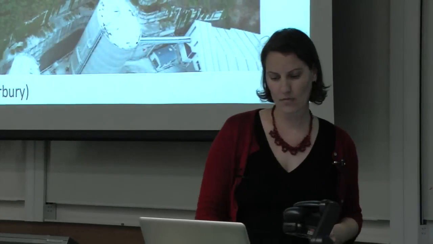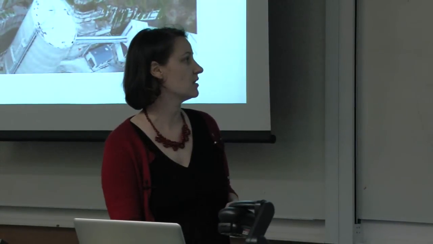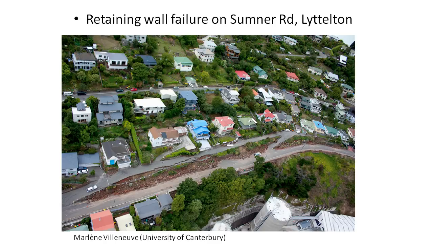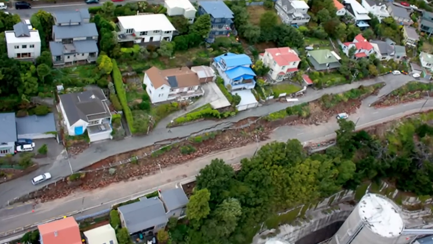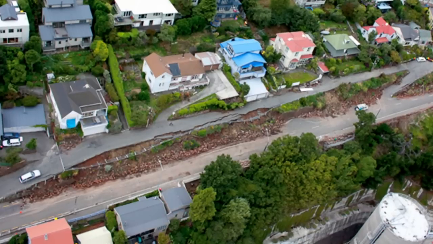This is a slightly more dramatic failure of a retaining wall. This is Sumner Road, again in Littleton, and this is a retaining wall here, one of the older stacked rock retaining walls. And you can see that the cracks have gone very much into the road, and a large portion of the road has actually come down. So this is a slightly more dramatic failure with implications for the people who live on that road.